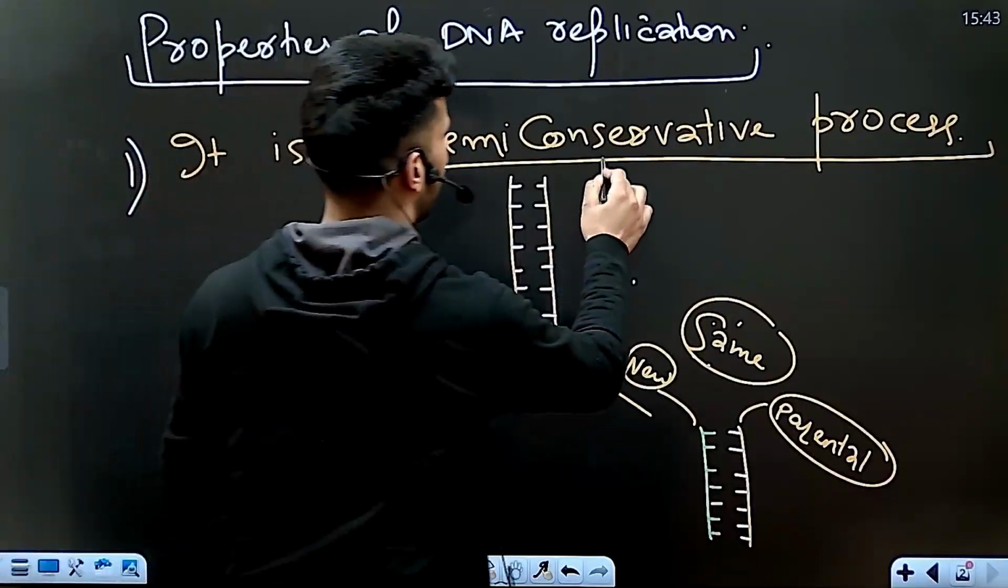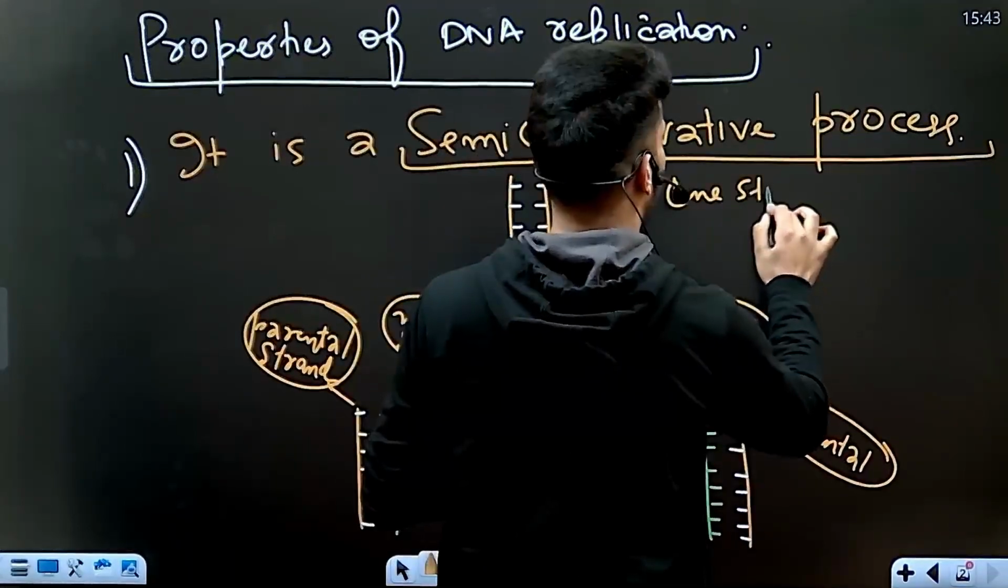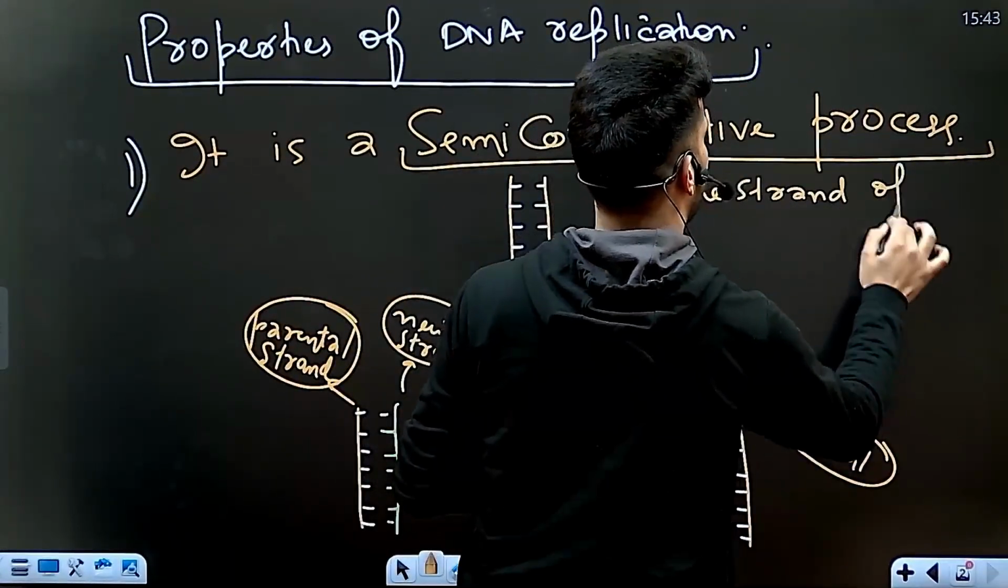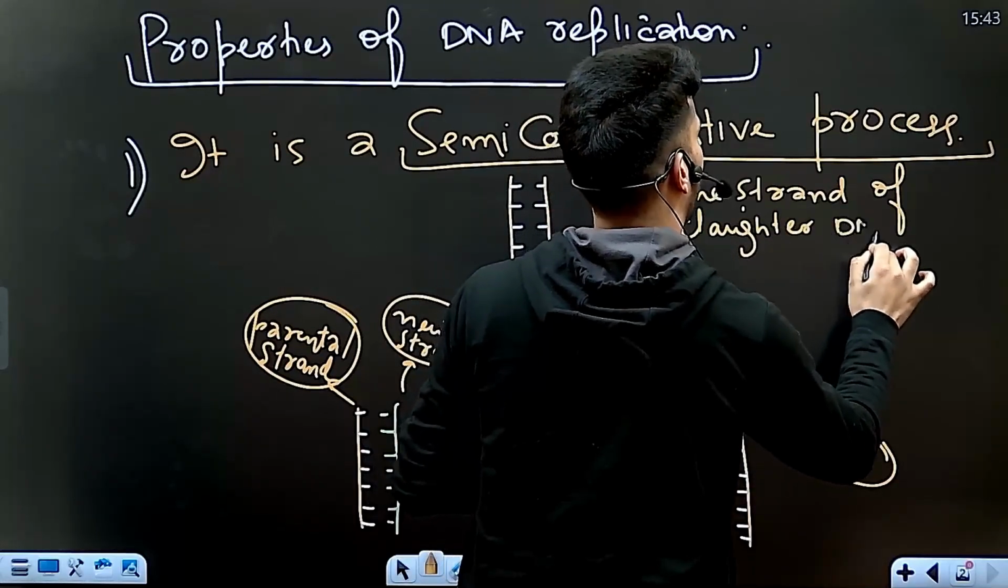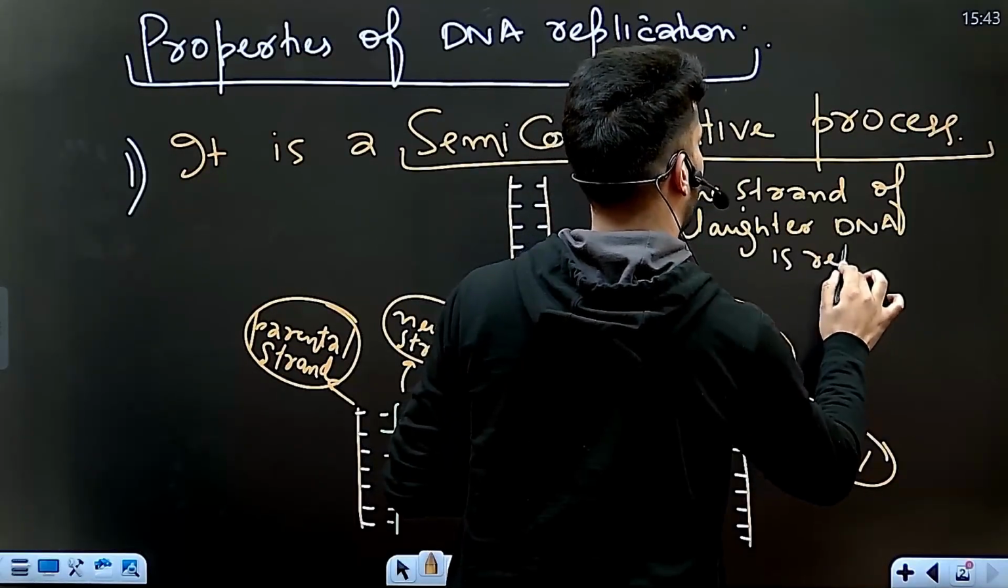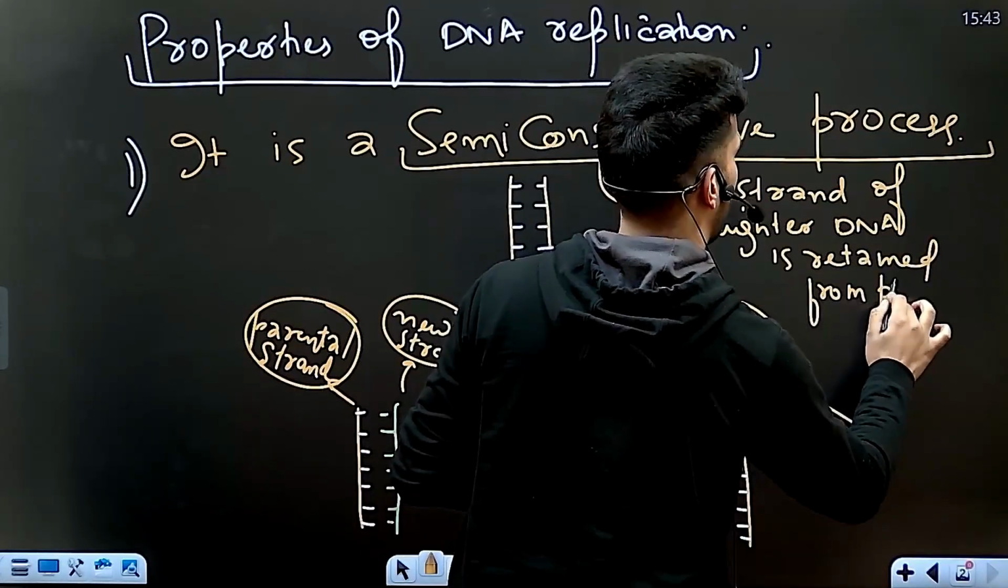So what do we mean by a semi-conservative process? It means that one strand of the daughter DNA is retained from the parent DNA.